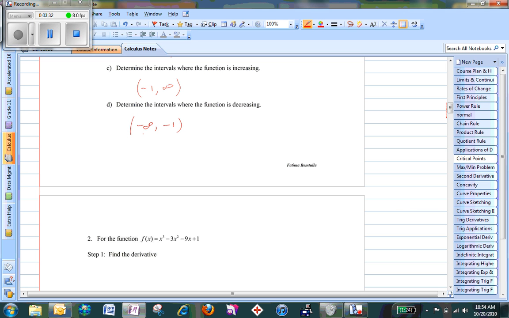If you don't like that notation, you can say here where x is greater than -1. That's an option for you. Or you can, for the next one, say everything where x is less than -1. It really depends on what you prefer.